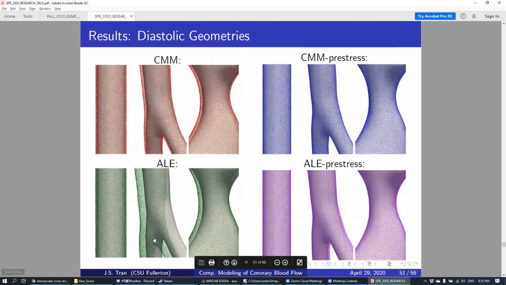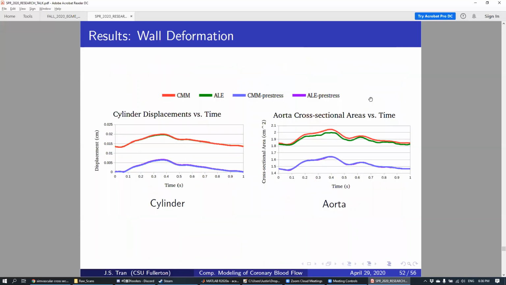Okay? And so you can see here, when we don't apply pre-stress, we have this inflation effect, right? The general volume of the simulation results, which I show in color, is generally bigger than the original geometry, which I show in white. But once we apply the pre-stress, those simulation results hug the geometry a lot better. So in both CMM and ALE, the pre-stress was really important for us to account for.